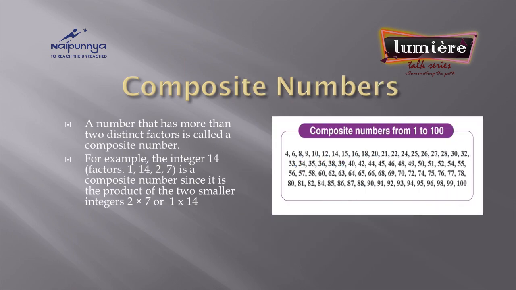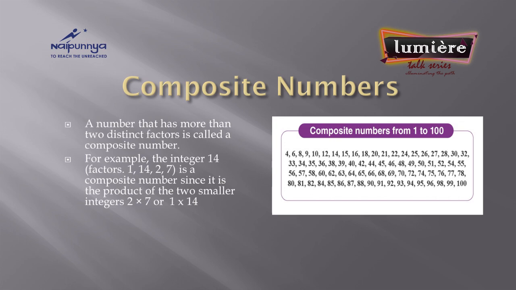Now, composite numbers. Composite numbers can be defined as those natural numbers which have more than 2 factors. For example, the integer 14 is a composite number because it has the factors 1, 14, 2, 7 and it is the product of two smaller integers, either 2 into 7 or 1 into 14. The list of composite numbers from 1 to 100 is shown in the figure.